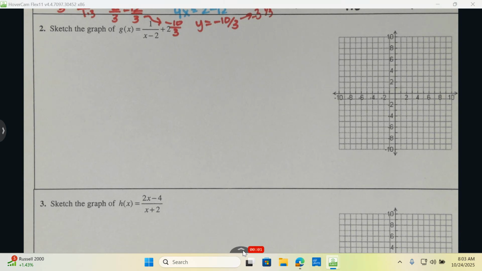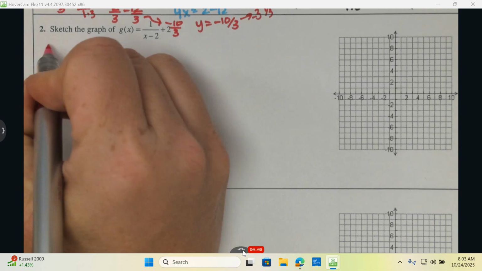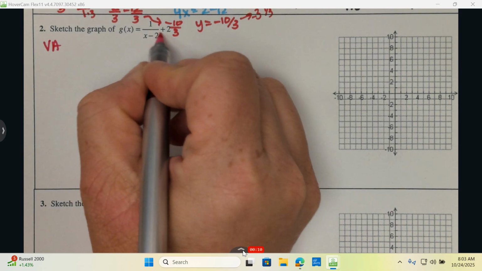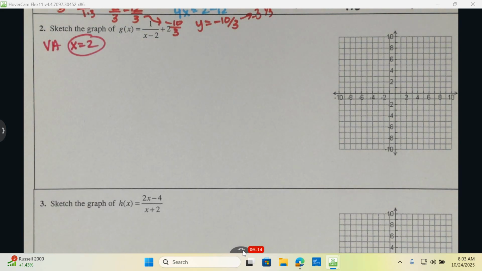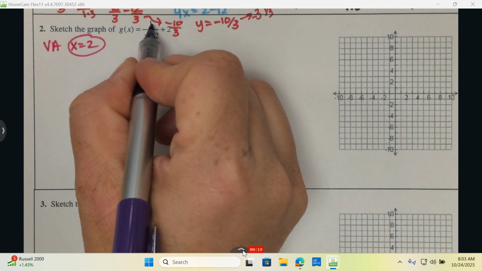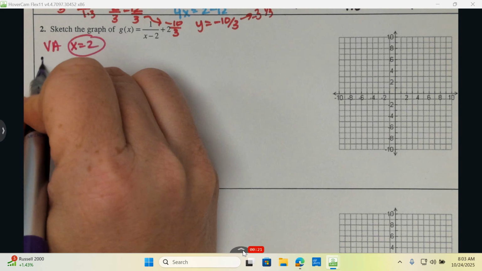Okay, let's look at number 2. So we're unable to factor this. Let's go ahead now and identify the vertical asymptote. So for the vertical asymptote, I'm taking this denominator, setting it equal to 0 and solving, and I have x equals 2.